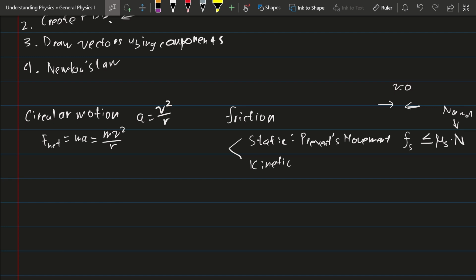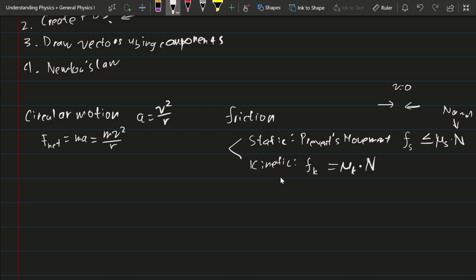The other type of friction, kinetic friction, is always the same value. So the kinetic friction will be equal to mu k multiplied by N. There are some slight differences between static friction and kinetic friction. One of them is its coefficient. The other is that kinetic friction is always constant no matter what your speed is. That is one of the most important things for you to remember.